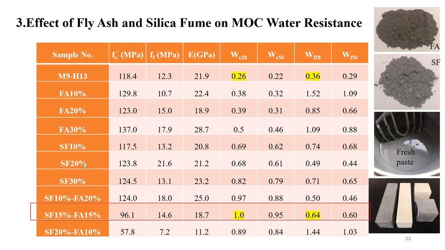Then let's see the variation of silica fume. With the increase of silica fume from 10 to 20 to 30%, we also see a slight increase of the flexural strength, compressive strength, and Young's modulus. Then for the WC 28 days for compression water resistance, we can see there's an increase. The value is even better than the fly ash. For silica fume up to 30%, we got 0.82, which is quite good. And for 56 days it is also quite good, up to 0.8.